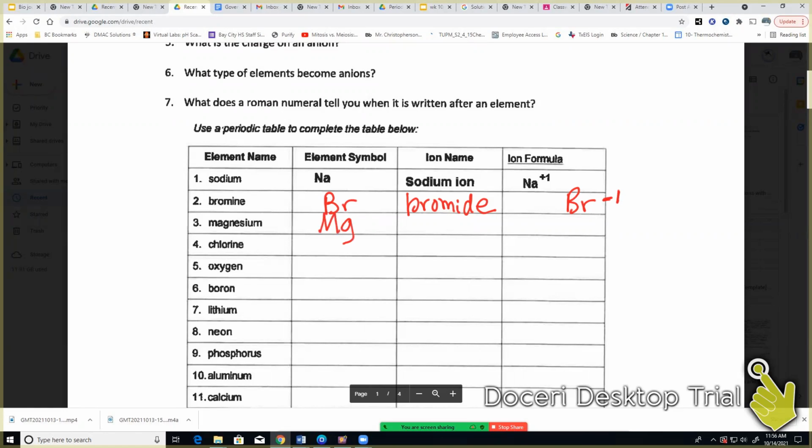And then magnesium, I start the same way. It's just this plain old symbol. It's a metal, so I just need to keep the same name and tack on ion. And then as ion formula, I start with my symbol, and then I look, and it's in group 2, plus, perfect, +2. So does anybody have any questions on that so far?